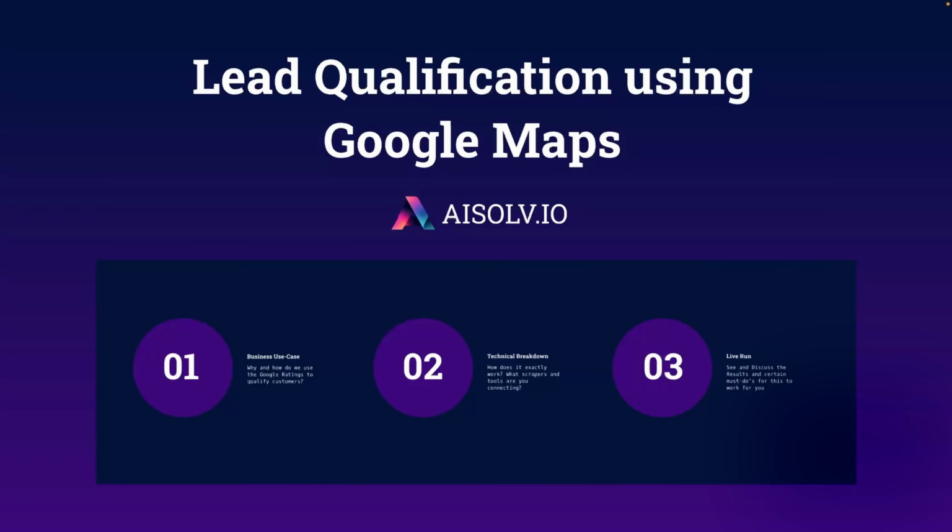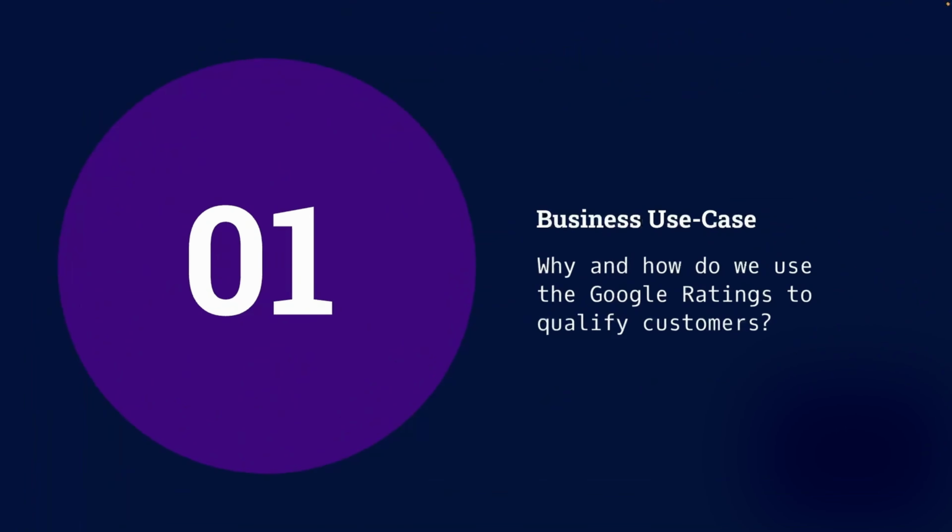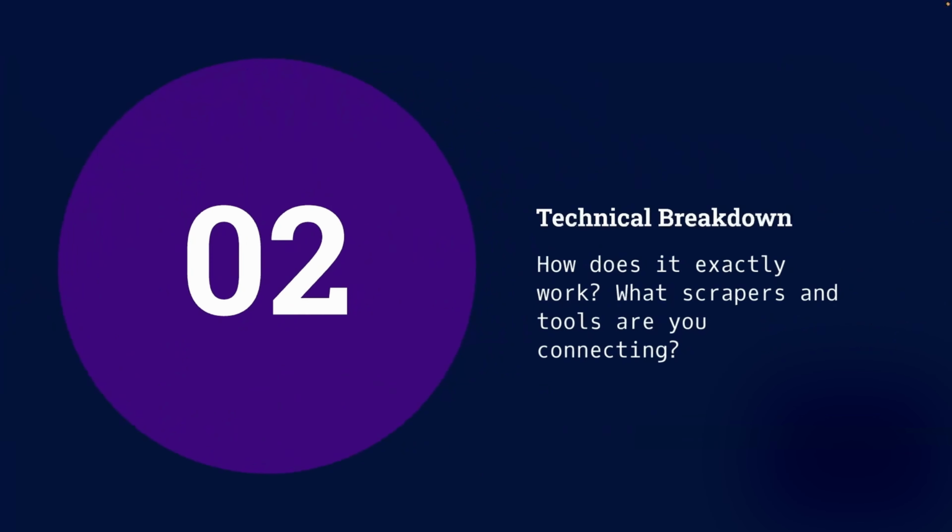And let me share the three things that we're going to be going through in this video. So the first thing we'll cover is the business use case. Why would you want to qualify your customers this way? The breakdown of exactly how the automation works, and you can actually download the exact template yourself and customize it and install it into your business.